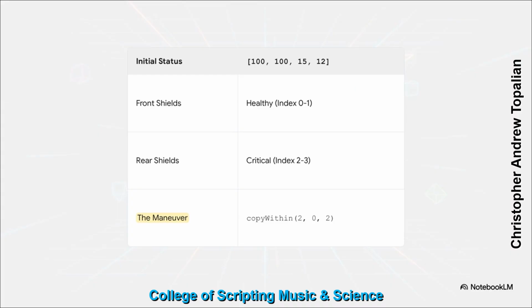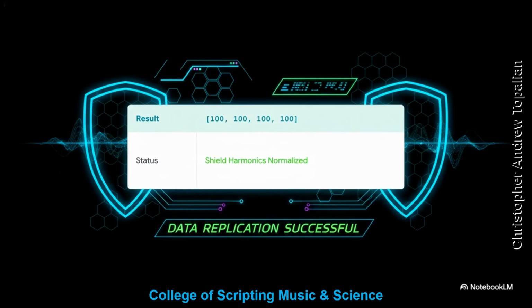So we run the command copyWithin(2, 0, 2). What does that actually mean? It means I want to paste something at index 2, go grab the data starting at index 0, and stop copying right before you hit index 2. Let's see how that plays out. And success! Look at that, an array of all 100s. We've copied the healthy data and completely paved over the damaged values. Shields are stable, mission accomplished.